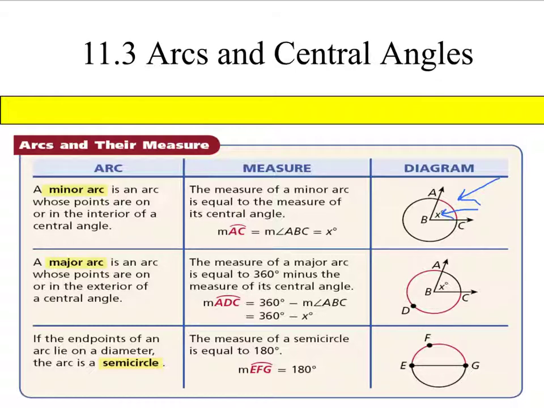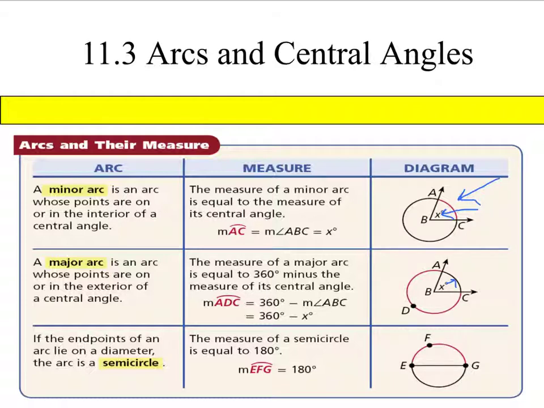Central angle meaning inside. A major arc is an arc whose midpoints are on the exterior of a central angle. Again, if you look at X, that is your central angle. Remember, our central angles have the exact same measure as our minor arcs. If you take 360 and subtract your minor arc ABC or AC there, we would be finding DC. We subtract from 360 because there are 360 degrees in a circle.